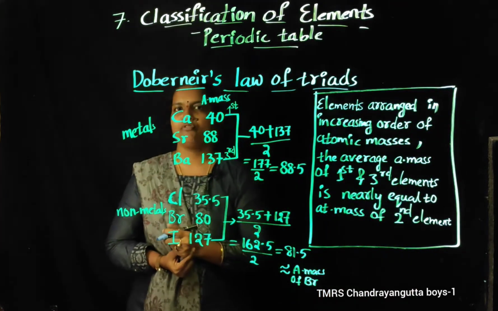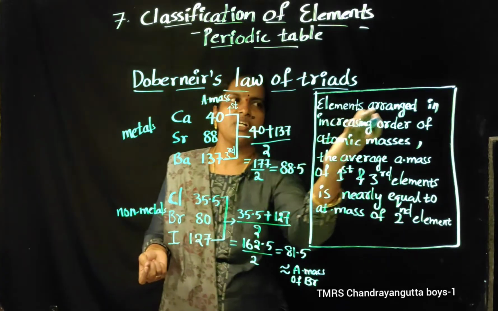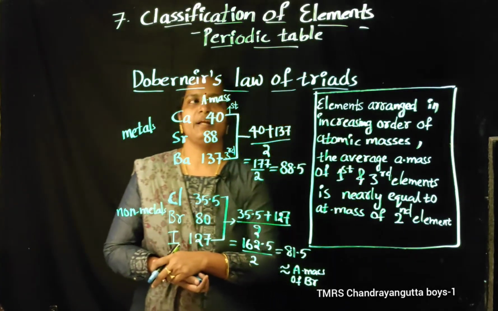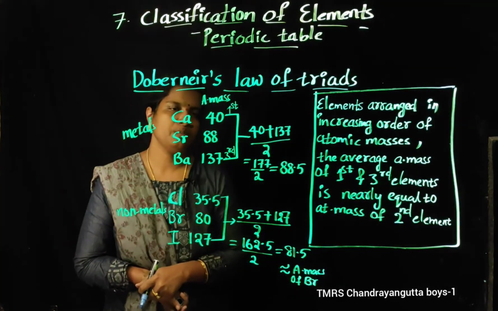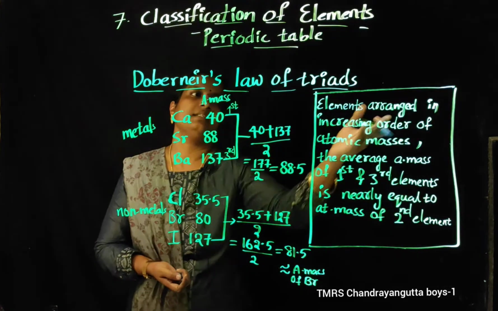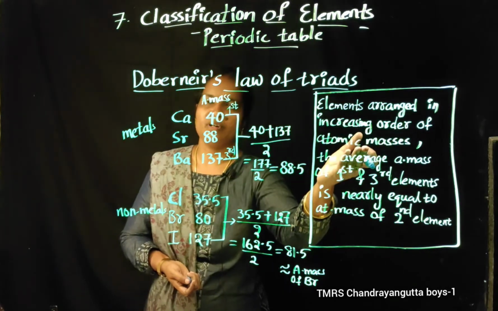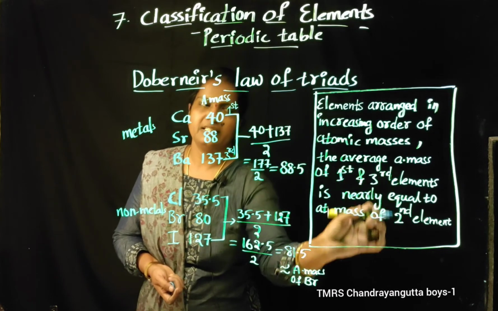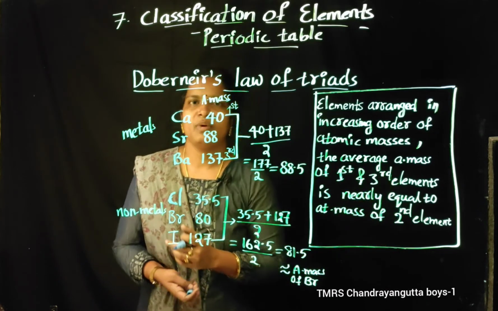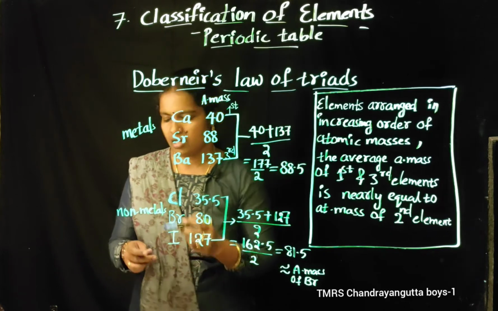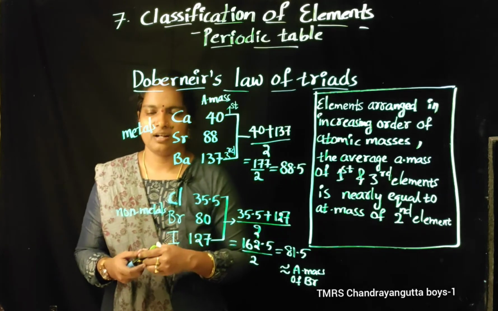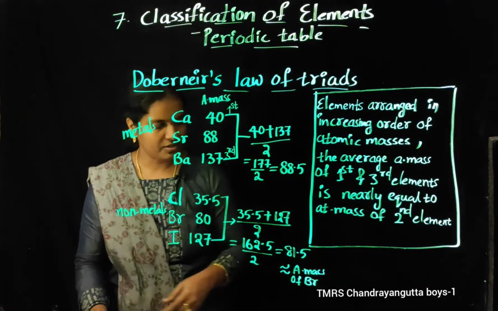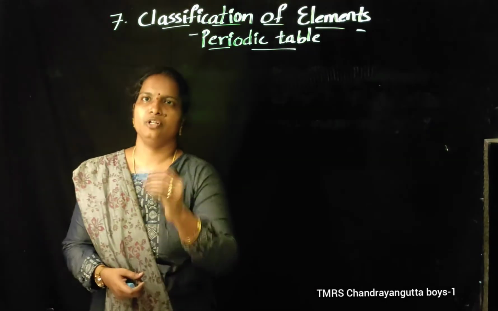What is the law of triads? It means three elements in the same group, same family, arranged in increasing order of atomic masses: the average of the first and third elements is nearly equal to the atomic mass of the second element. That is Doberneir's law of triads. Next, the limitations of Doberneir's law.